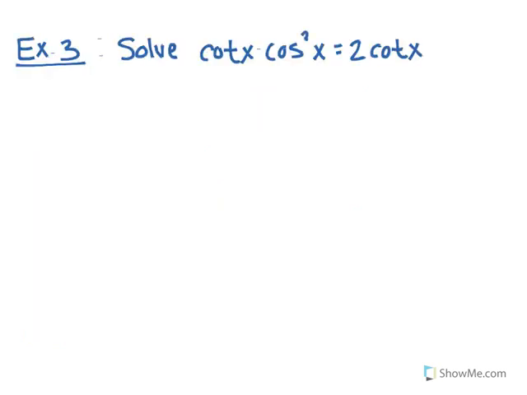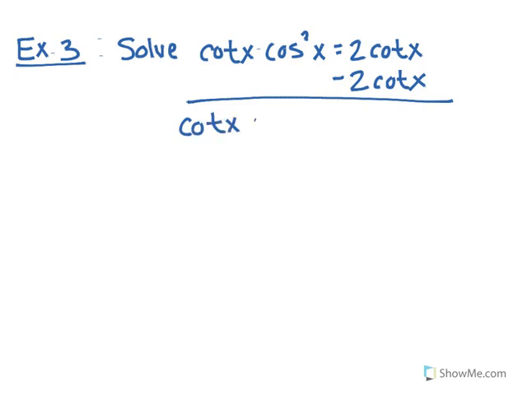So our next one is going to be to solve this equation: cotangent x times cosine squared x equals 2 cotangent x. Notice that in this problem, unlike the previous two, we have more than one trig function. So the best way to do these, if you have multiple trig functions, is to get everything on one side. For instance, I'm going to subtract this 2 cotangent x from both sides. What that's going to leave me with is cotangent x cosine squared x minus 2 cotangent x equals 0.